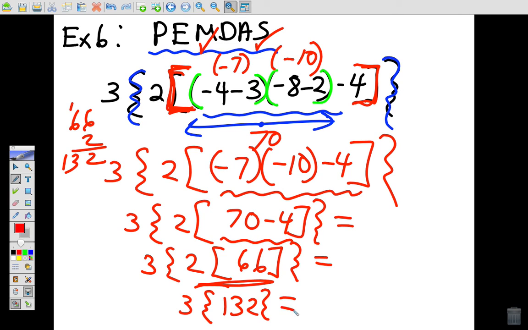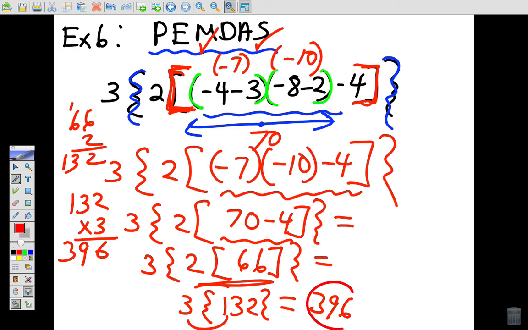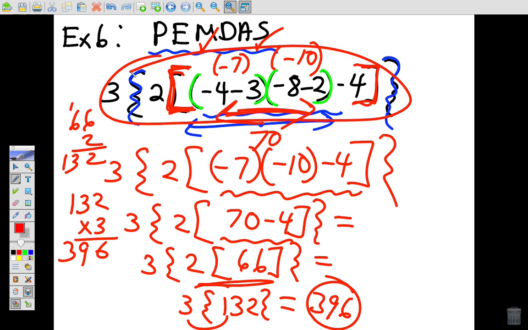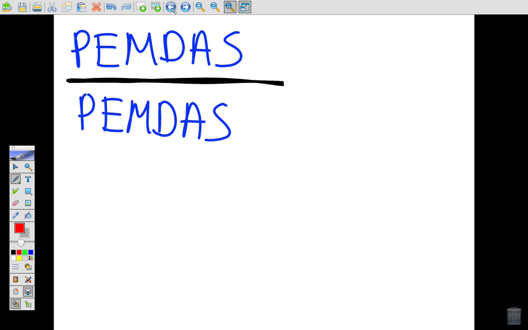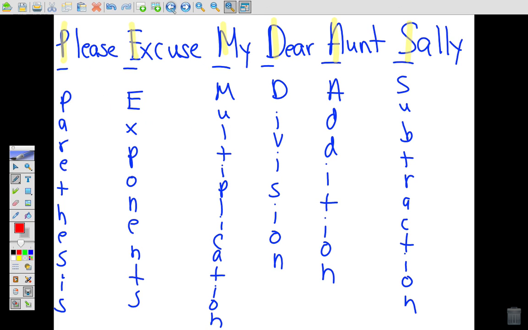Now here, the braces really are showing multiplication now. So you're going to take 3 times 132. And we get 396. So a little harder problem. You work your way from the inside out. And you got to write it out. You cannot, there's just no way you can take a calculator and figure this out without writing some of the steps out. So the whole idea here was order of operations and a review of PEMDAS, or please excuse my dear Aunt Sally.